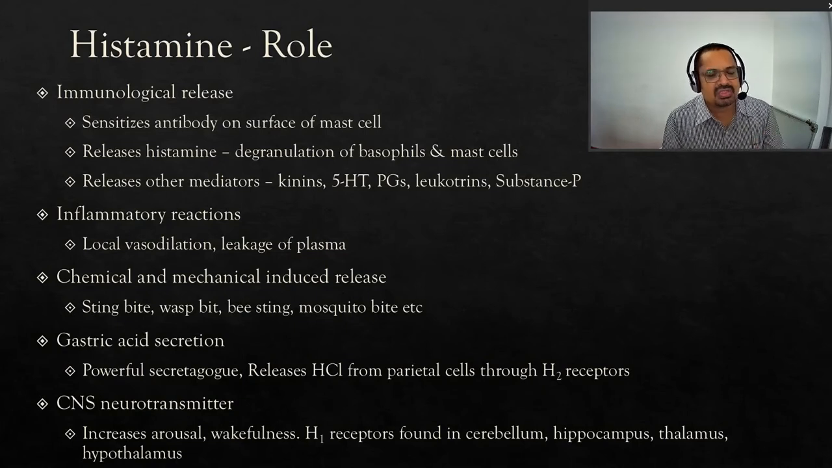So it produces local vasodilation and leakage of the plasma. It causes a little bit of inflammation of the cells. Due to that, the permeability of the cell membrane is increased, and leakage of the plasma will start. So plasma will leak out, and there is a local vasodilation, which is a dilation of the blood vessels in the local area. Due to that, the blood flow in that particular area is increased a little bit. But this vasodilation is localized.